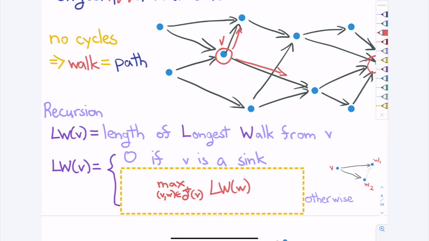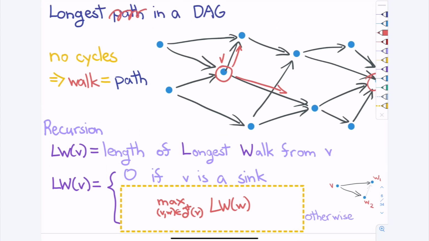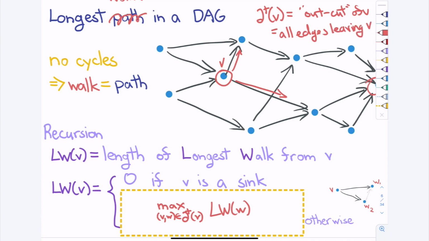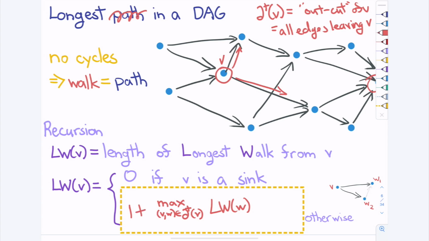What's the symbol (V, W) is an edge in what? So I wrote some notation for what's sometimes called the out-cut of V. We'll talk about cuts more later, but this is just all edges leaving V. If it was a minus sign, that would denote all the edges going into V, the in-cut. We'll get used to it because it'll come up a lot. Yes, in the back: we have to add 1. We still have to add 1. Okay, so yes, I do want to find the longest walk from W, but I also get 1 point for taking the edge to get there.